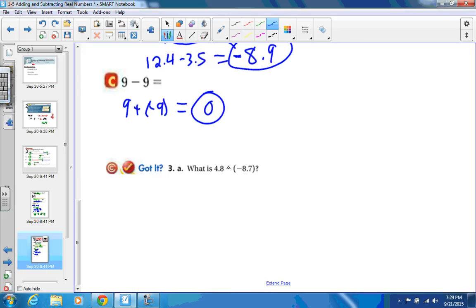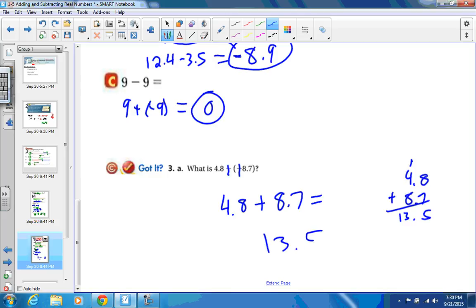All right, so make sure when you have two negatives next to each other, you change them both to positive. So you have 4.8 plus 8.7. And I'm going to do it off to the side here. 4.8, 8.7, 15 there. So carry the 1. You get 13.5. Both positive, so the answer is positive.